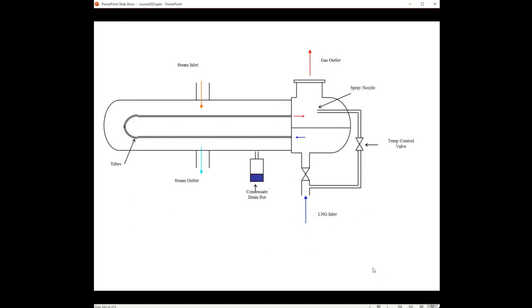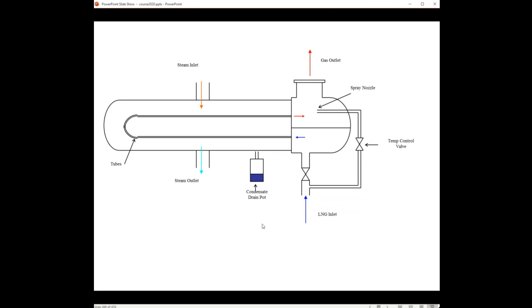This is in fact the drawing of the vaporizer. So this is a horizontal vaporizer. We will find the horizontal vaporizer on the LNG carriers. So you have an LNG inlet and an LNG vapor outlet. You have a steam inlet and a steam outlet, and you have a condensate drain pot where the condensated water is accumulated.